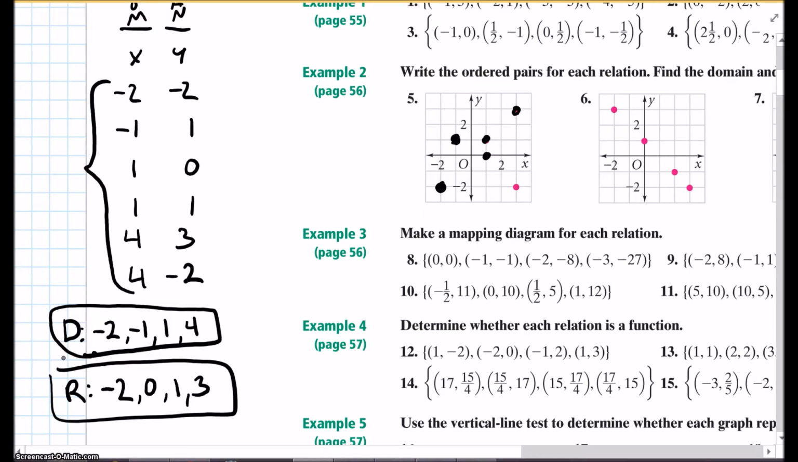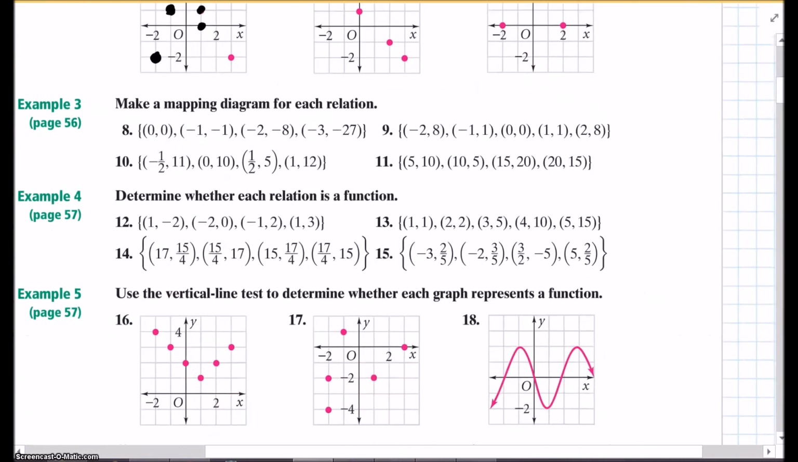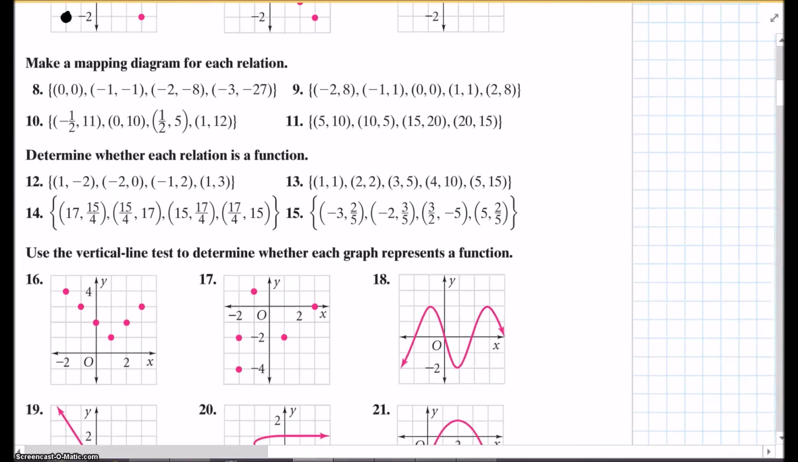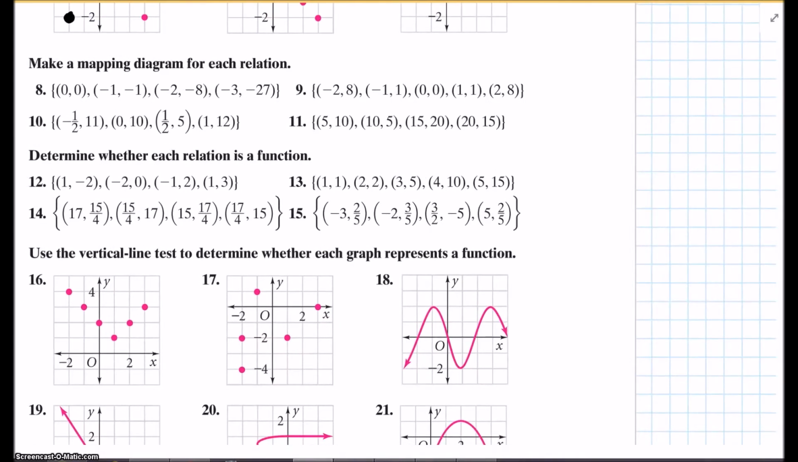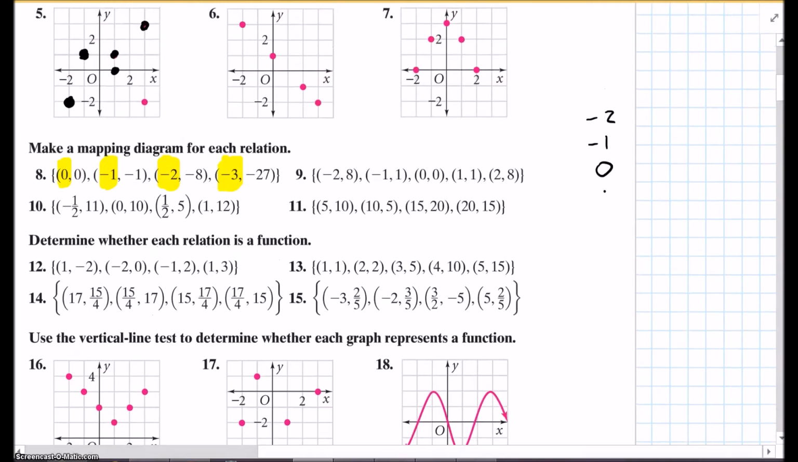Okay. Moving on, number 8. Make a mapping diagram for each relation. All right, so number 8, we'll just list all the domain, all the x values. So all the x values are 0, -1, -2, and -3. So that's a pretty easy domain map to make. 0, -1, -2, and -3. All right, so there's my domain map.